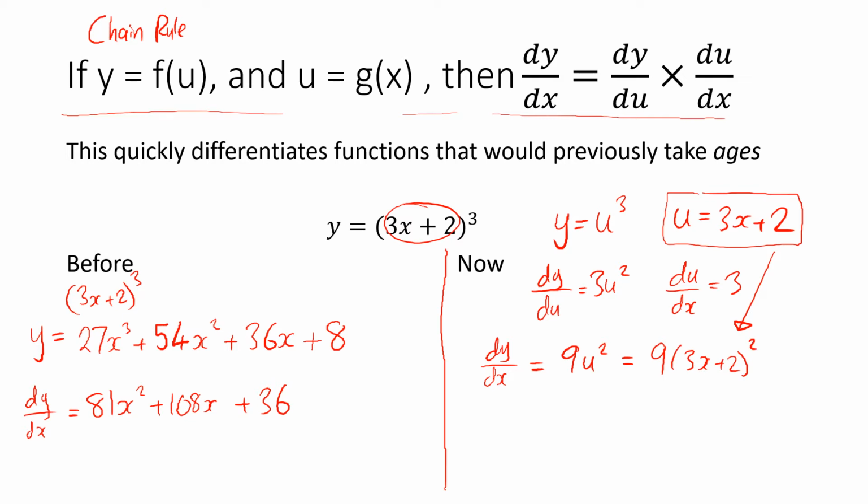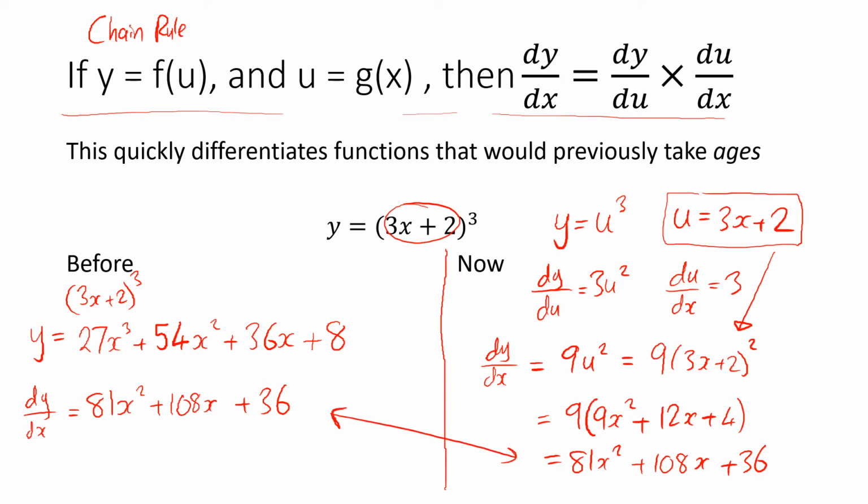Now is that the same as what we had before? Well, let's expand it and find out. You don't have to do this obviously, but it's worth pointing out that these are the same thing. So 3x plus 2 squared would go to 9x squared plus 12x plus 4, and if we expand times by the 9, we've got 81x squared plus 108x plus 36. They are the same. So yeah, the general idea behind chain rule is to make stuff which requires a lot of expanding a lot easier to do.